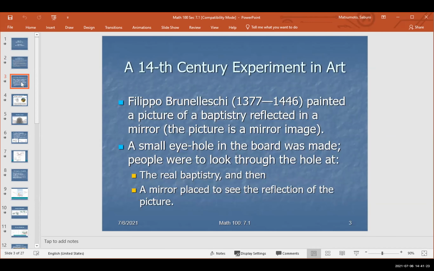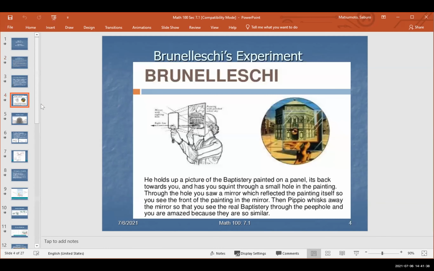Brunelleschi is known for drawing a picture of the baptistry in Florence using this small box with an eye hole and a mirror. It's a famous experiment in art. You may want to look into it if you are interested. And this is what he did. He had a little hole and a mirror.